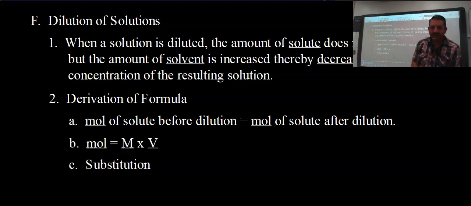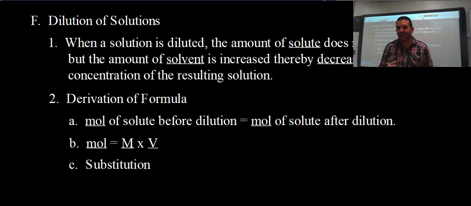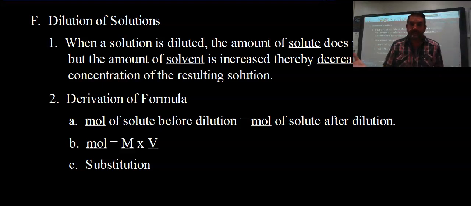So a little derivation of the formula. Moles of solute before you dilute is the same as moles of solute after you dilute. Well, how do you know how many moles of solute are in a solution? You can take the molarity of that solution, multiply it by the volume in liters. By the way, if you multiply the molar concentration of a solution by the volume in milliliters, you get something called millimoles, which is something that we'll deal with later in this class. So for now, we'll just deal with moles.